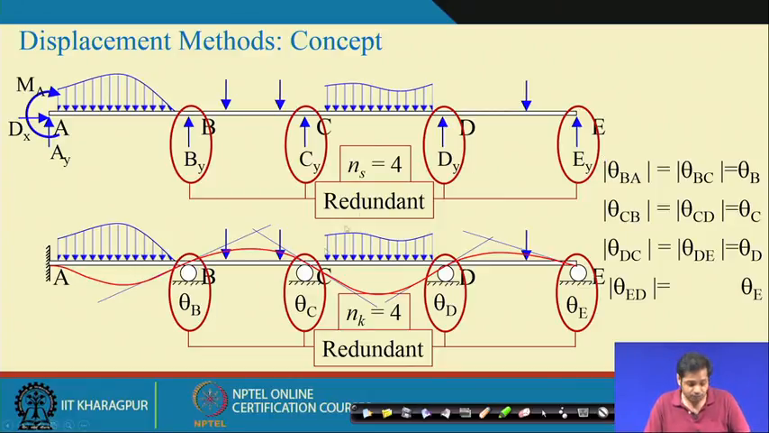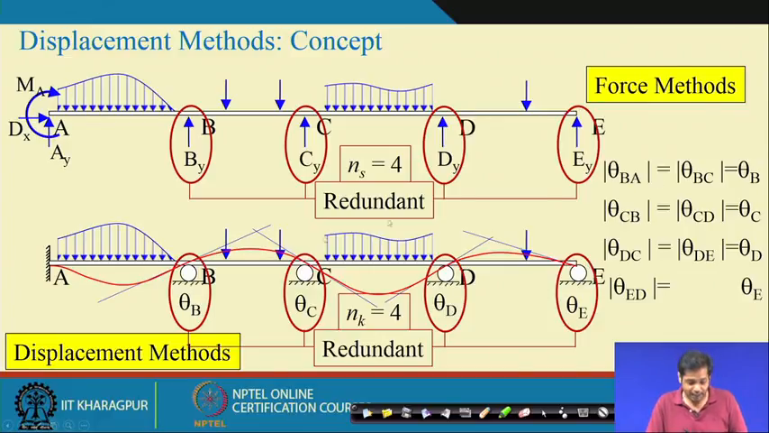Now, in this case theta B, theta C, theta D, theta E, the displacements or rotations at the joints, are the redundants. So, this is the force method and this is the displacement method. This is the main difference between the force method and the displacement method, and the rest of the things are just a consequence of this difference.